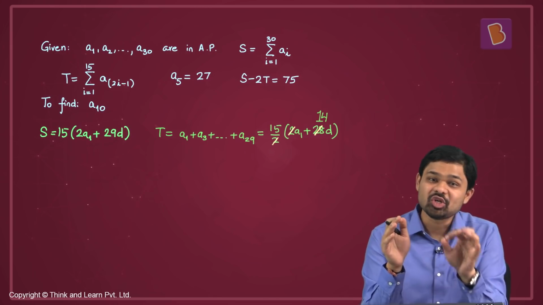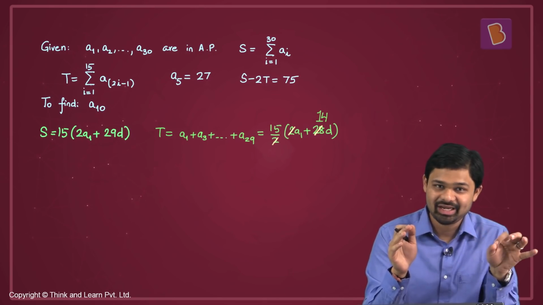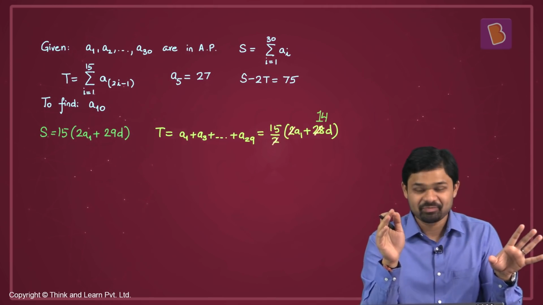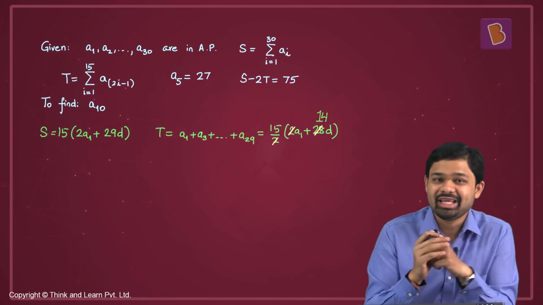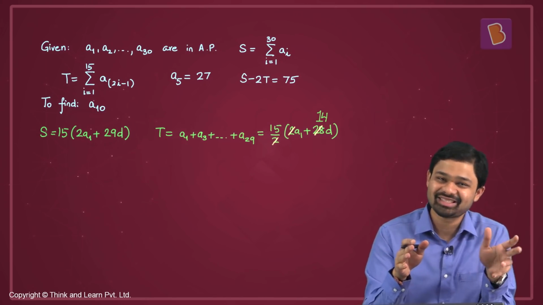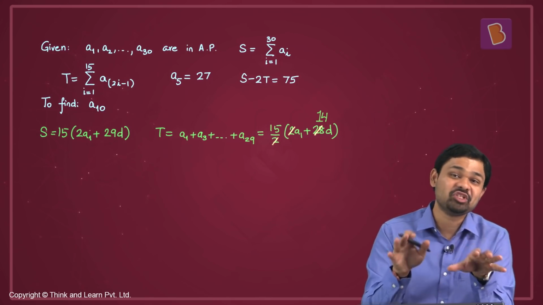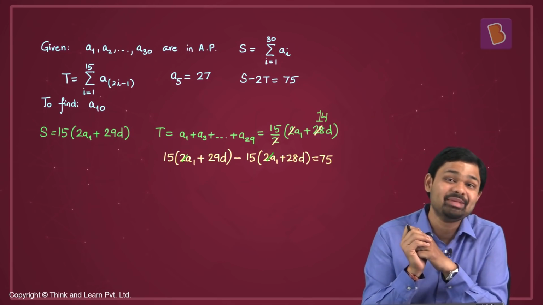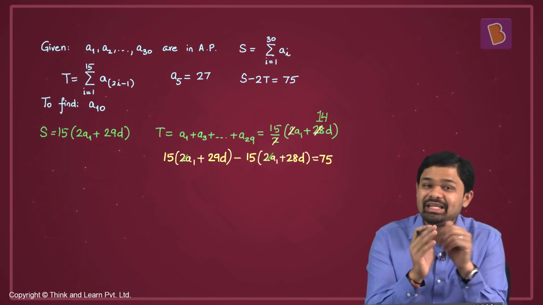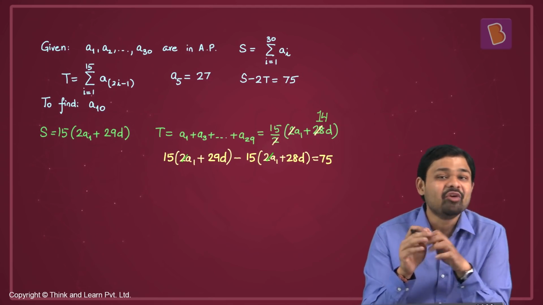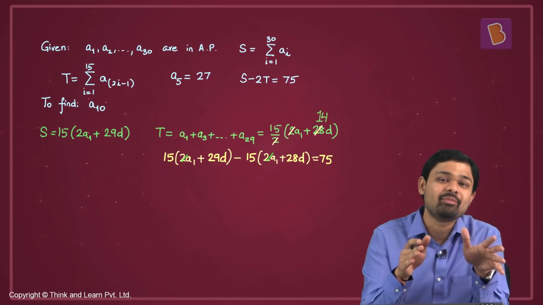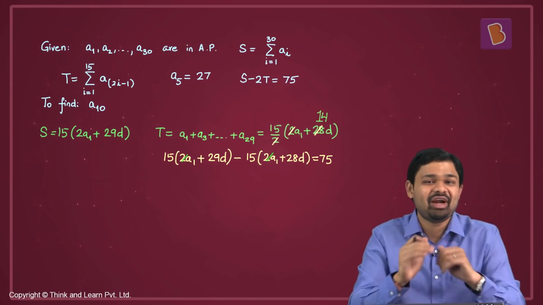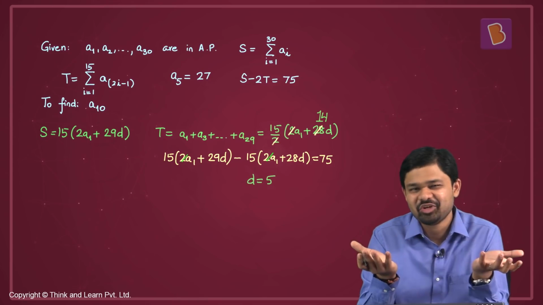S was 15 times (2A1 plus 29D). T was 15 times (A1 plus 14D). Right? Now 2T would be 15 times (2A1 plus 28D). Now if I take this difference of S and 2T, the two A1s inside the brackets will cancel off and I will be left with 15 times 29D minus 15 times 28D, which is 15 times D. Then 15 times D would be equal to 75, which gives me the value of D to be equal to 75 divided by 15, which is nothing but 5. Found out the value of D.